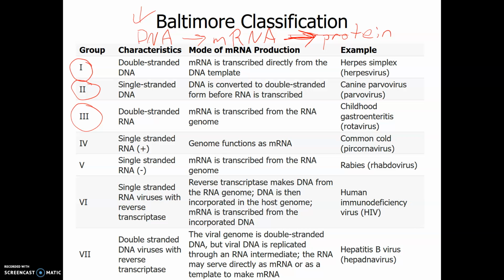All right, then there is single-stranded RNA positive and single-stranded RNA negative. They react differently. So if it's single-stranded RNA plus, that's group 4, the genome actually functions as RNA and skips transcription. Okay, so it absolutely skips transcription.